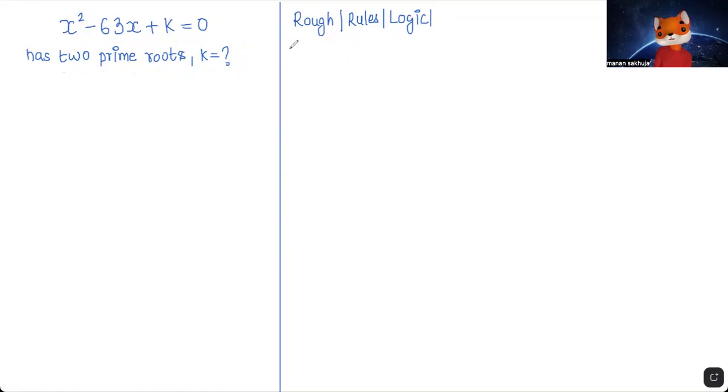Now students, I hope you know this knowledge that the sum of roots for a quadratic will be equal to negative of the coefficient of x divided by the coefficient of x square, and the product of roots will be equal to the constant term divided by the coefficient of x square. You can solve this problem without this knowledge. How? I'll tell you later. So let's write our first step.